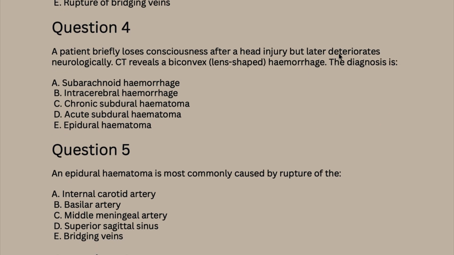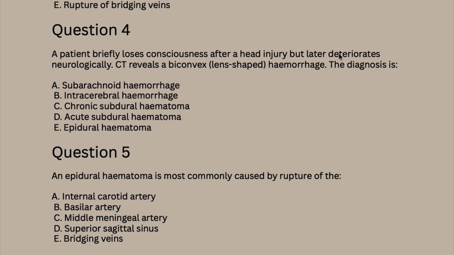Let's look at question 5. For question 5, which vessel is ruptured from these? The correct answer would be the middle meningeal artery. Why is that? It's because this artery runs beneath the temporal bone. A fracture tears the artery, which causes rapid arterial bleeding. And because it's arterial, the hematoma expands quickly. So you can think of it like this: when it's middle meningeal, think epidural.